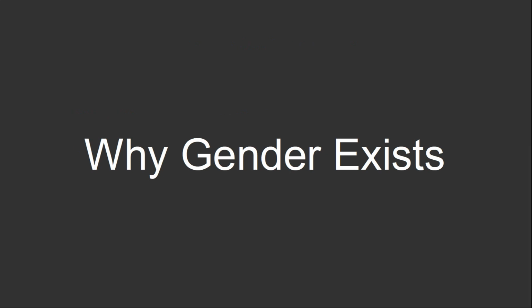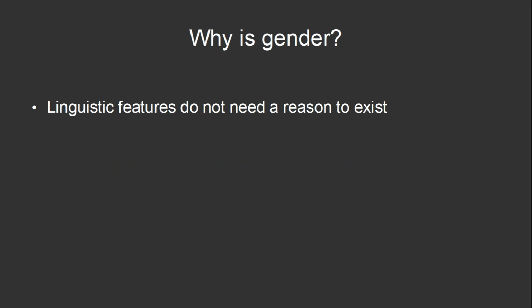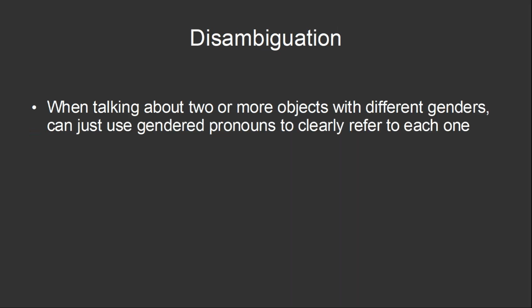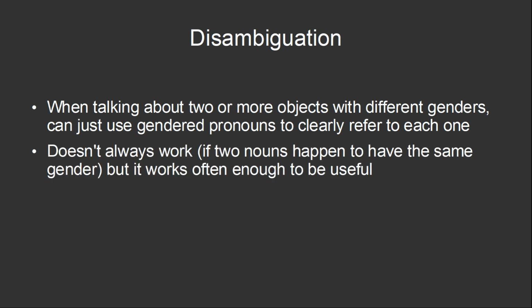Why does gender exist? Well, it's important to note that language features don't need a reason to exist. Sometimes they exist just because they exist. However, gender can be useful in some situations when it comes to disambiguation. When talking about two or more different nouns with different genders, speakers can just use the gendered pronoun to make it clear which one is intended without having to repeat the noun over and over. Obviously, this doesn't work if two nouns happen to have the same gender, but it works often enough that gender can be useful to have.